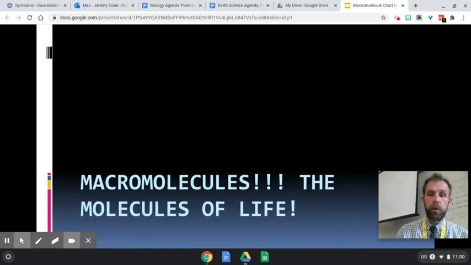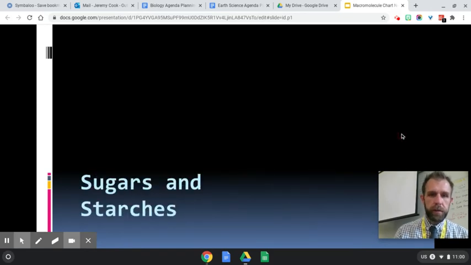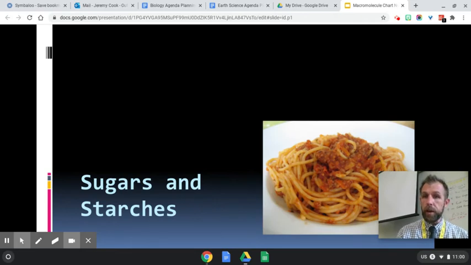All right, so now for the biomolecules, the molecules of life. Our first one is carbohydrates. Personally, this is my favorite because as we talk about this, you're going to notice a lot of these are food. And carbohydrates are my favorite food because I like pasta and pizza. So this is where I'm at.